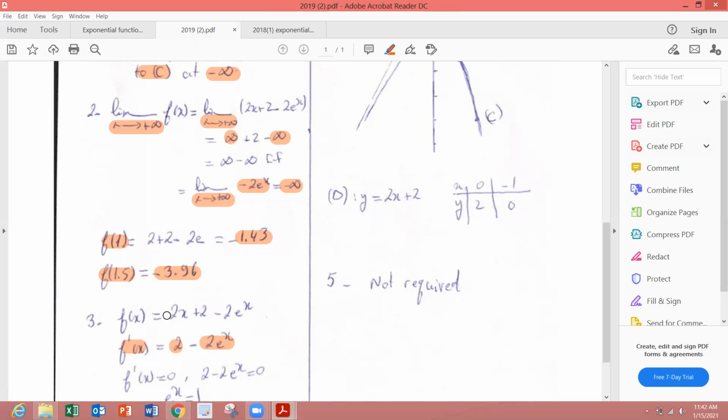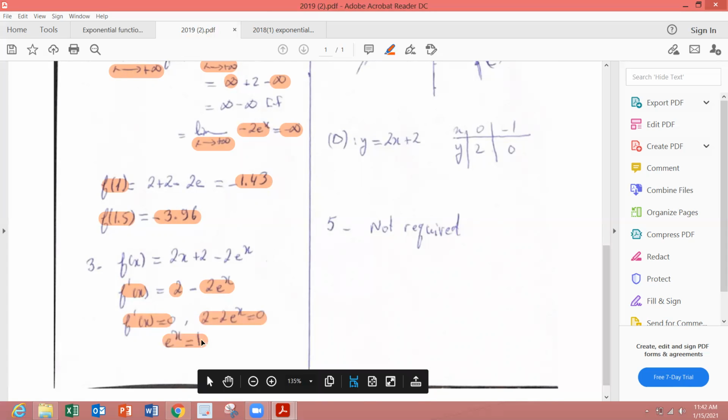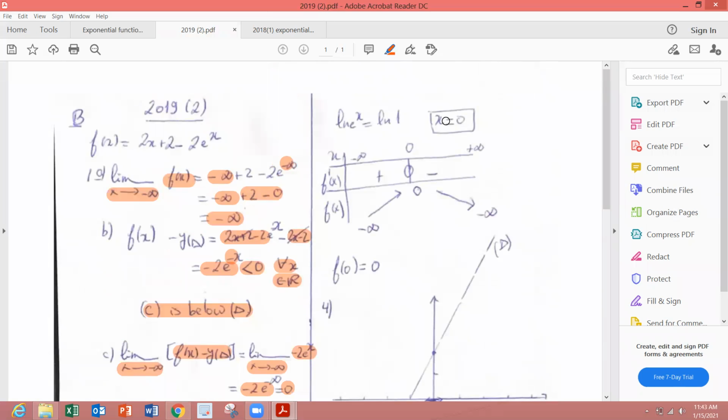Now, since we don't know the sign of f prime x, we have to study the sign by solving f prime x equal to 0. So f prime x equal to 0 means that 2 minus 2e to the x equals 0. X to one side, numbers to the other side: e to the x equals 1. How to remove e from the left side? What do we add on the right side? ln. So x equals ln 1. How much is ln 1? 0. So x equals ln 1, x equals 0.